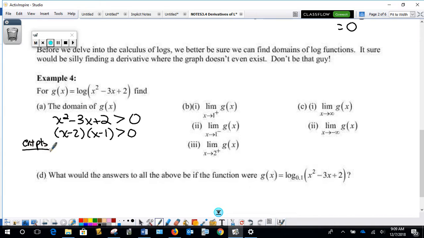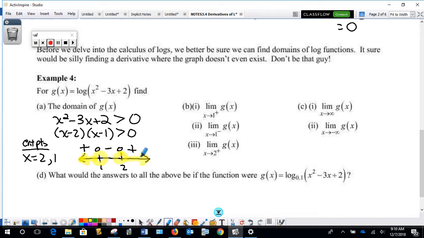What makes it 0? 2 and 1. I put them on my sign chart: 1, 2, 0, 0. I figure out when I am positive or negative. It's a quadratic with a positive lead coefficient, so plus, minus, plus. So which part do I want to keep in the domain? The positives. So from here to here, do not include that.